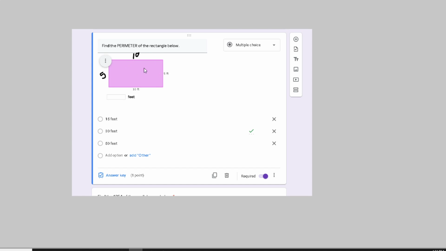Okay, so with area, you only need to know 2 of the sides. With perimeter, you got to add up everything. So this is really 5 plus 5, right, for our 2 widths. And then we have 2 lengths, so 10 plus 10. And this will give you 30 square feet. Or no, 30 feet, not square feet, because we're working with perimeter. Perimeter is just regular feet because it's just the distance all the way around.